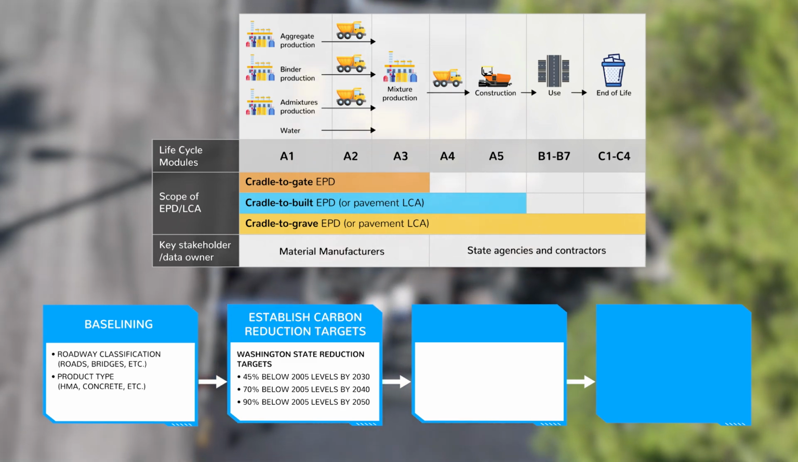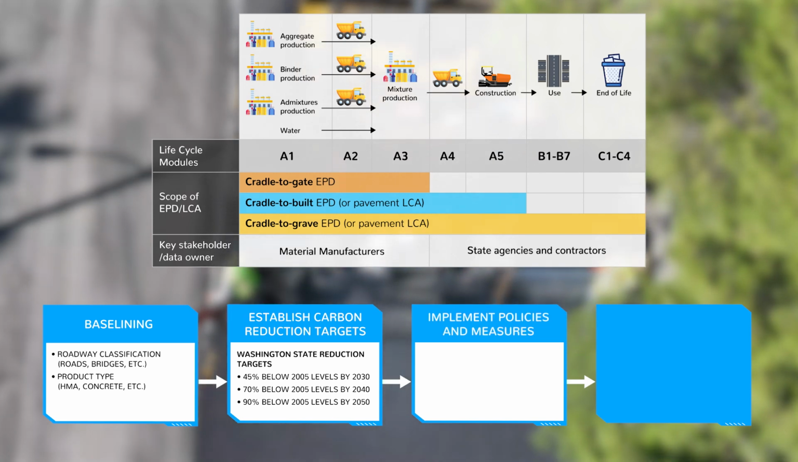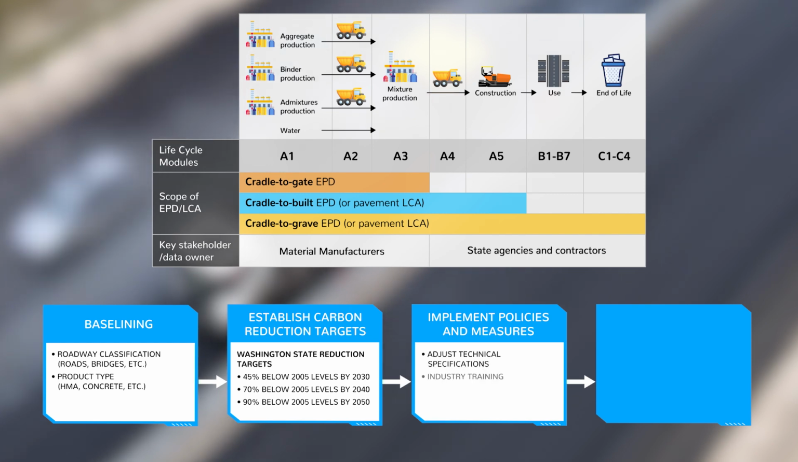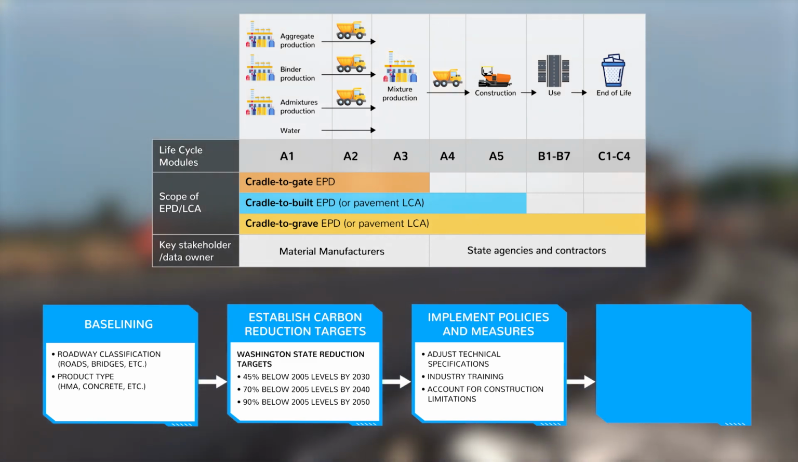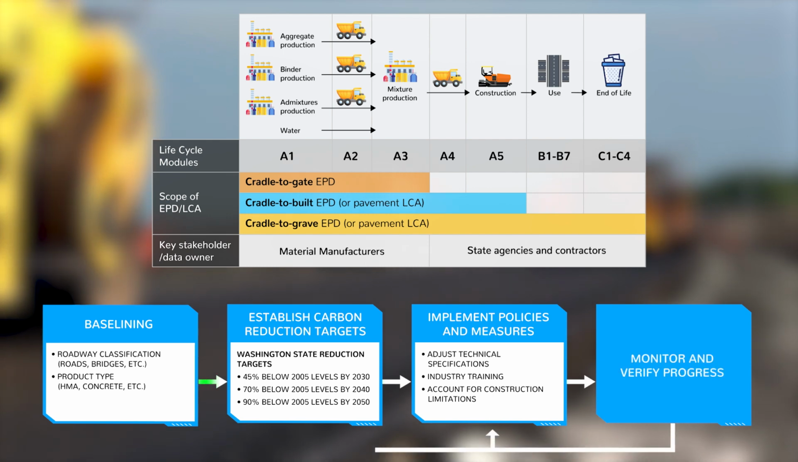Step 3 calls for the implementation of policies and measures to achieve these reductions. This involves adjusting technical specifications, training for roadway designers and builders, and balancing carbon reduction and performance requirements with construction limitations. Finally, progress achieved through these initiatives should be monitored and verified.